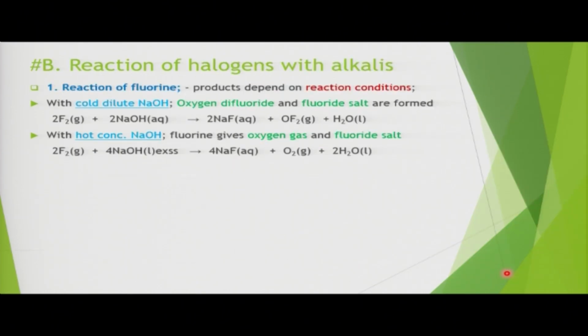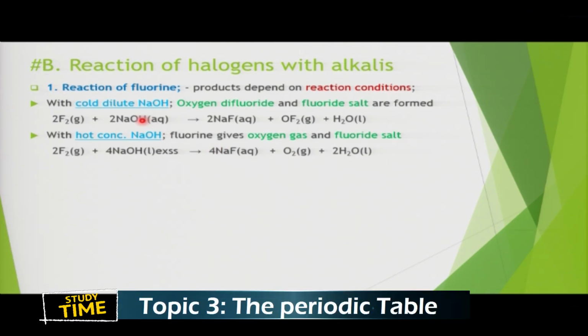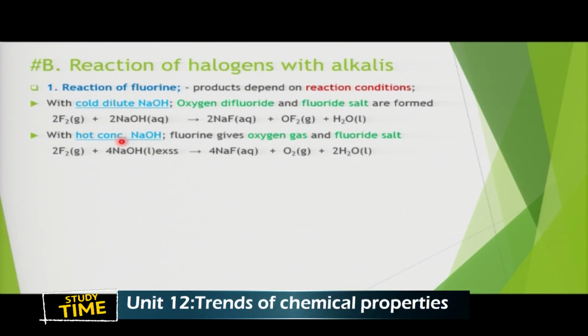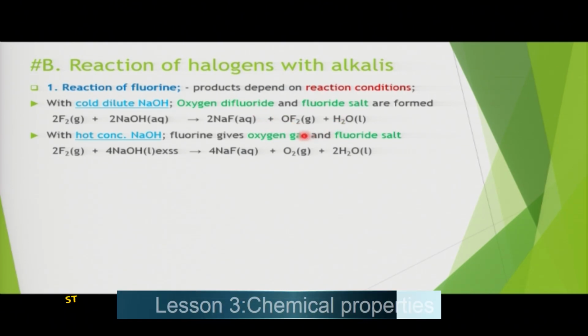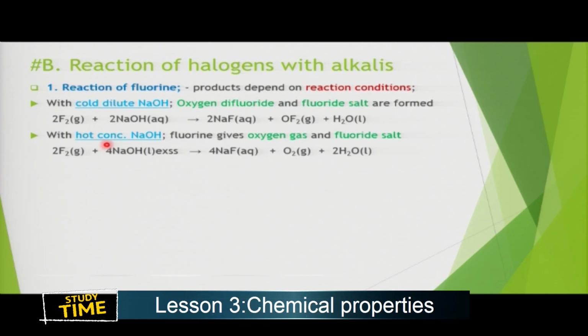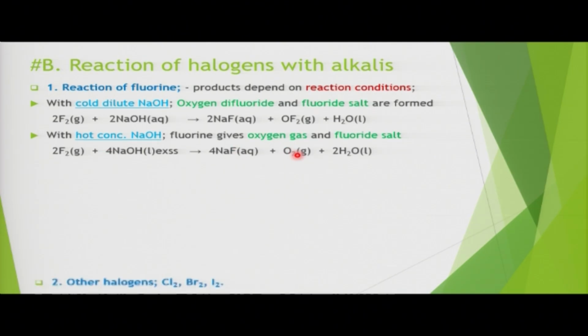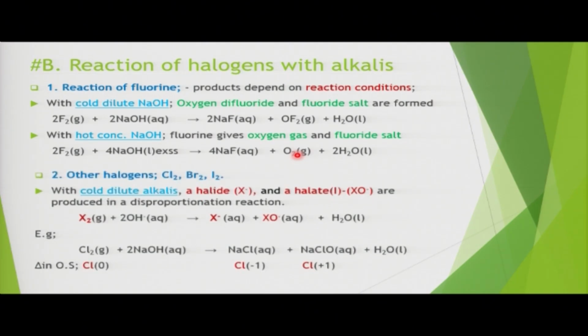So let's look at reaction with alkalis. First with fluorine, since it is unique. And the products here depend on whether you have a cold and dilute alkali, or it is hot and concentrated. If it is dilute and cold, then different products are given out in regard to when it is concentrated and very hot, as you see those products. Let's look at the other halogens. What happens?